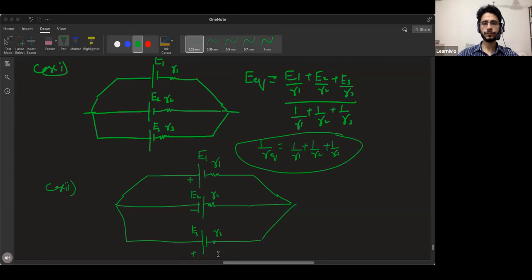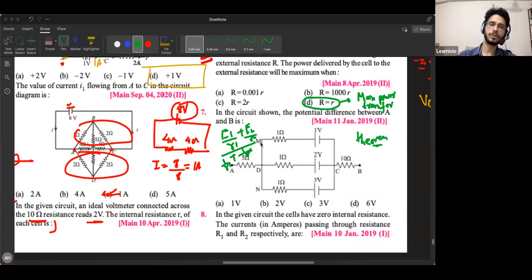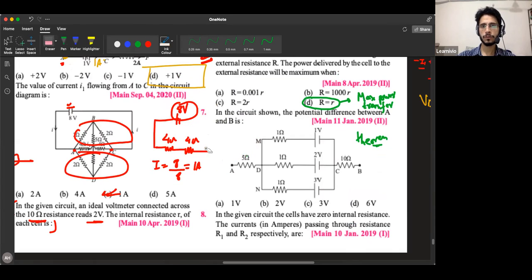Yes, written. Sure. Now solve this numerical, question number 7. Question number 7 will use this logic. Do it fast. It's 10:12 already. You have just 3 minutes for this question.